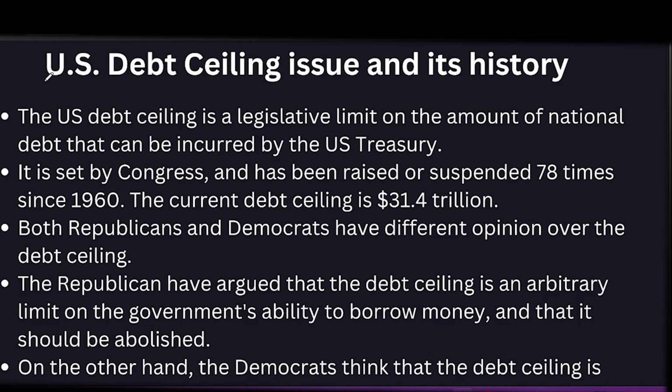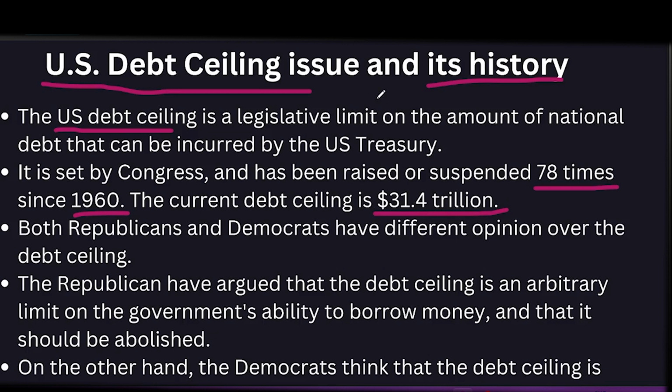First, we all need to know what this debt ceiling issue is and what the history of this issue is. The U.S. debt ceiling is a legislative limit that they have put on themselves. It is like a limit that the president or the financial system has put on itself so that they don't overspend. They spend according to the limit. In the past it has been raised 78 times since 1960. The current limit is 31.4 trillion US dollars.